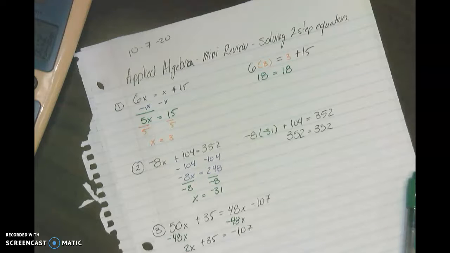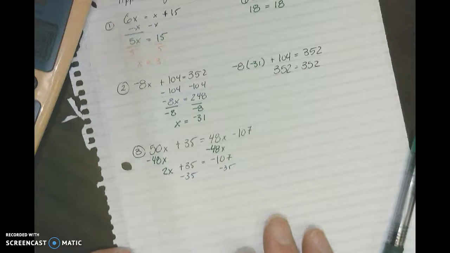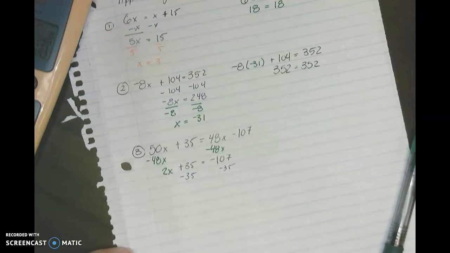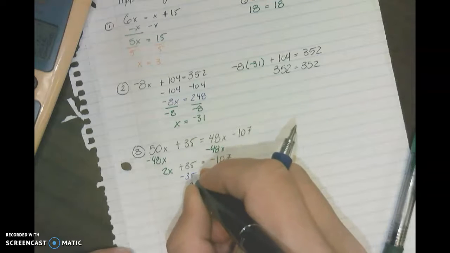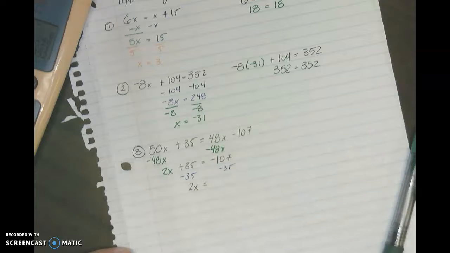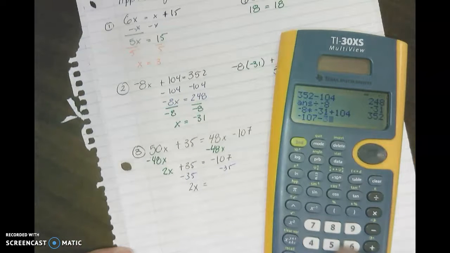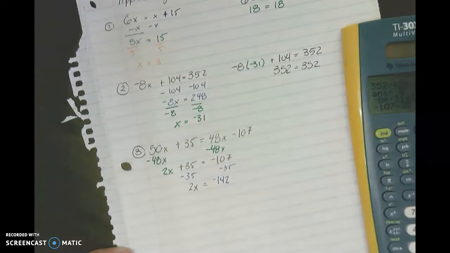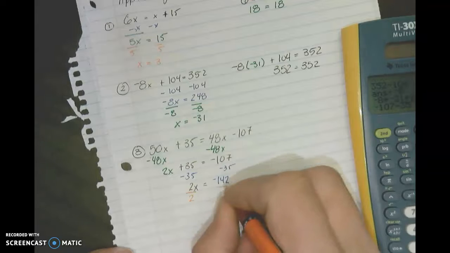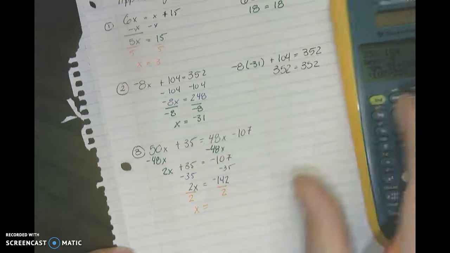So now what I'm going to do is I'm going to subtract the 35, just like that. And then I'm going to come across. So this time the 2x just is brought down because 35 minus 35 is 0. And then using my calculator again, I'm going to take negative 107 minus 35, and I get negative 142. Then I'm going to come across, divide by 2, and x is equal to negative 71.